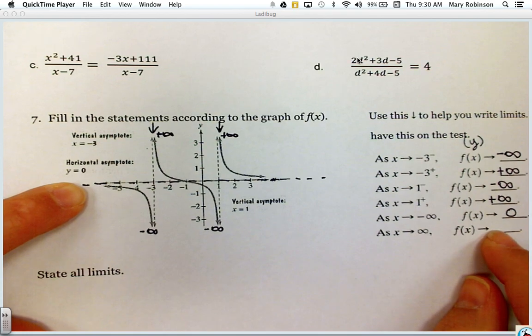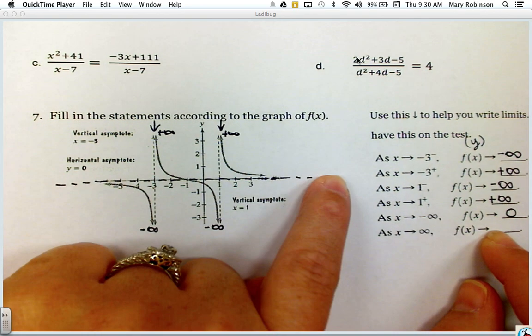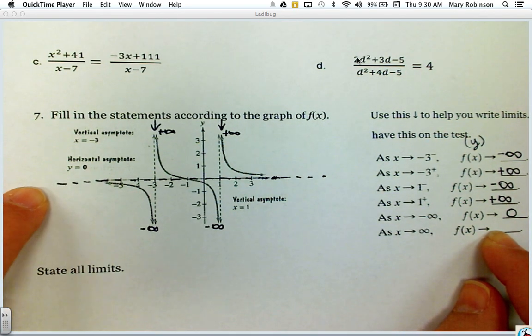So we fill in 0. It's approaching this horizontal asymptote at y equals 0. It approaches 0, but it never hits 0.